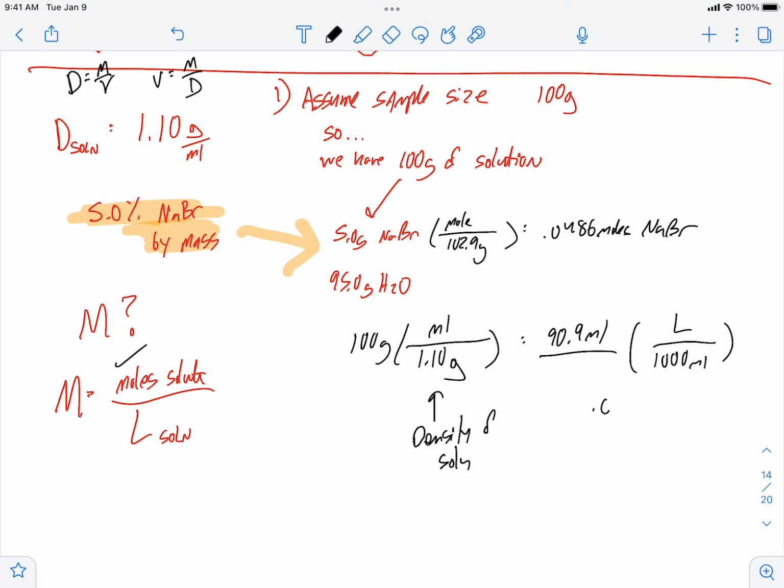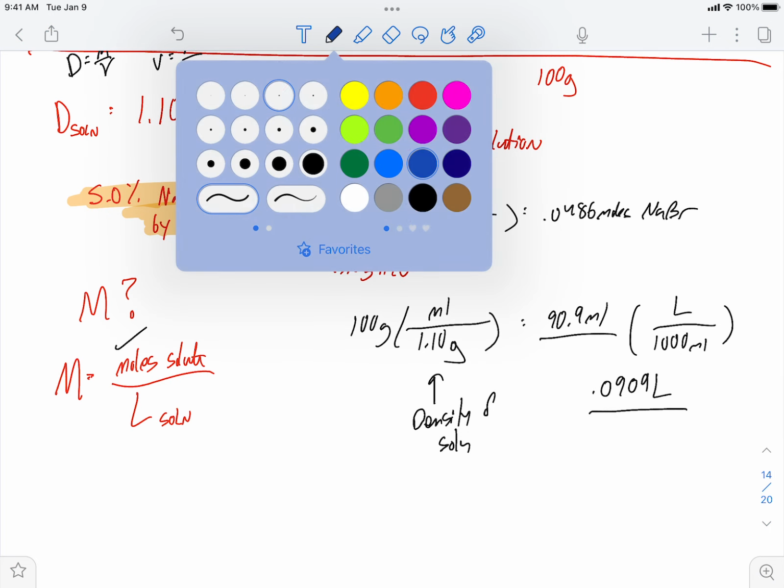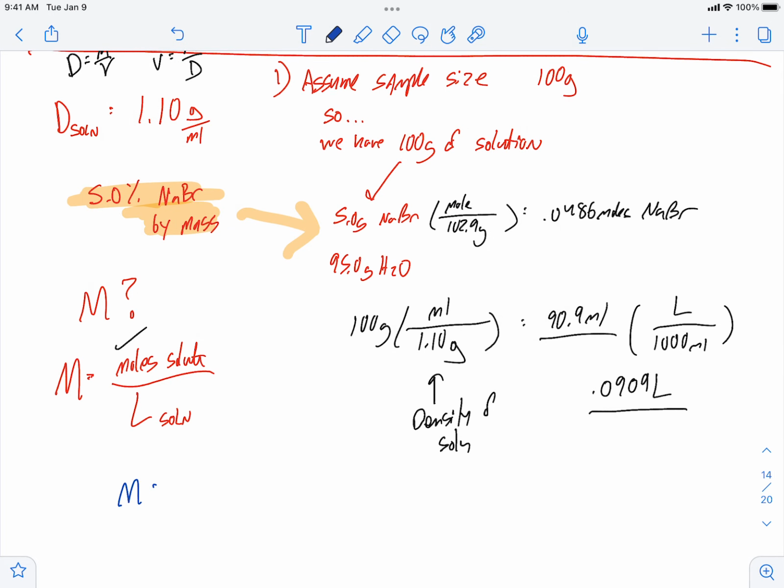So we have 0.0909 liters. And so molarity is 0.0486 moles divided by 0.0909 liters. So the molarity is 0.535.